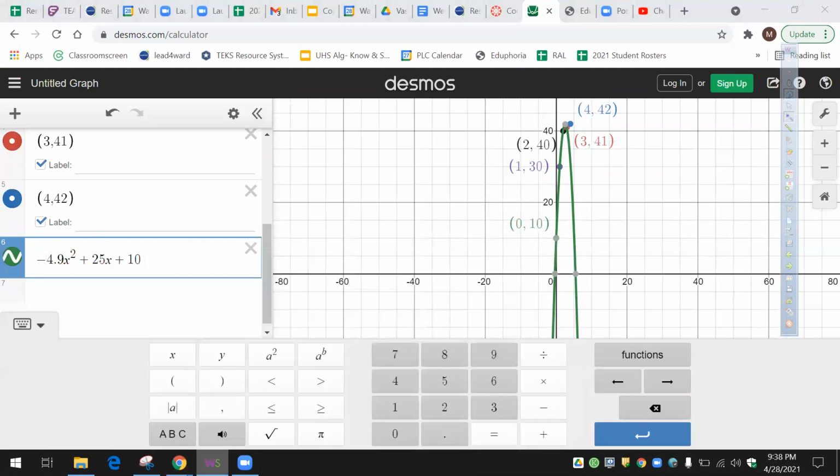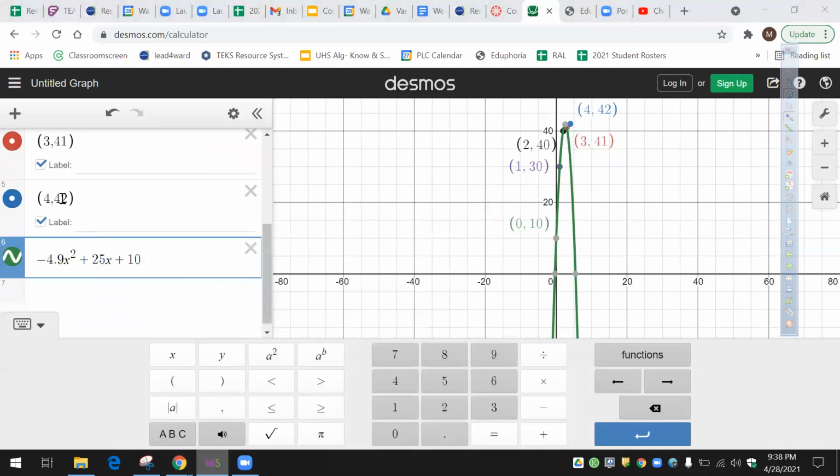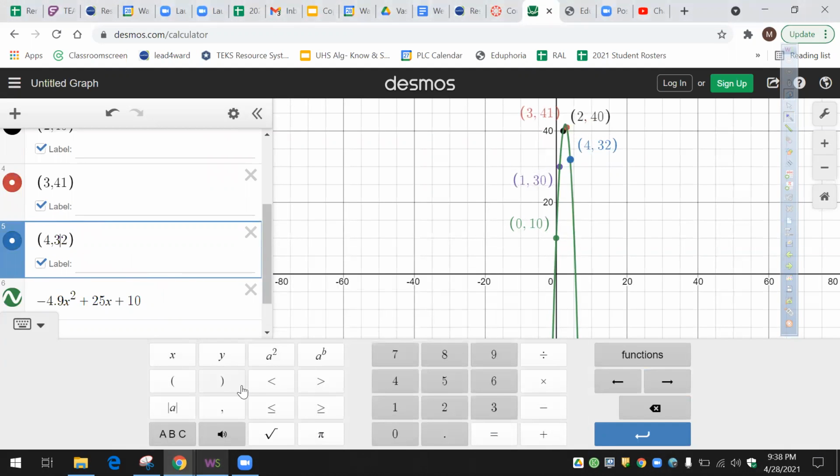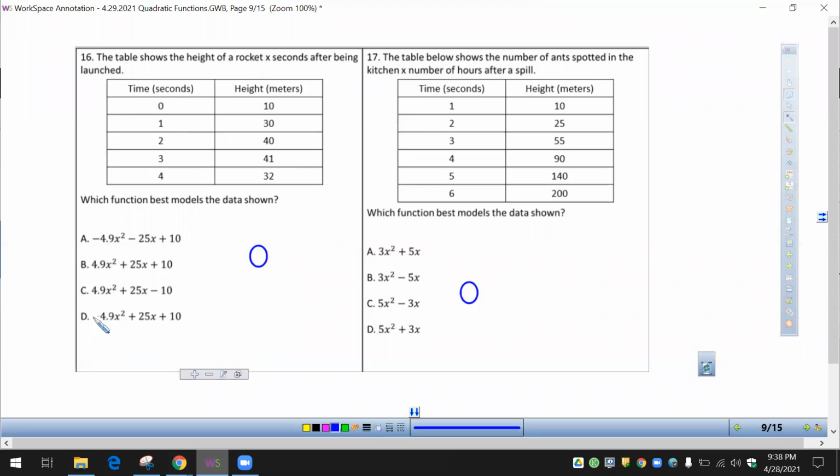And that one looks like it kind of goes through it, right? That one's kind of close. Did I type in that points right? No, that should be up to 32. And you see how it goes through all the points. So that would be your answer, all right? So always type in your points and see which one goes through it, right? Same thing for this one, all right?